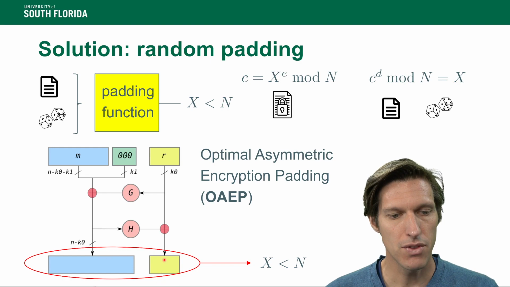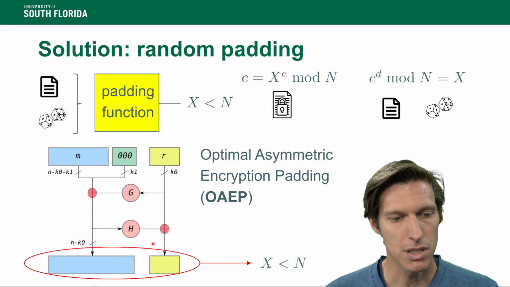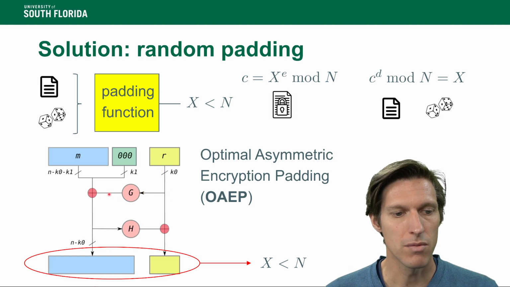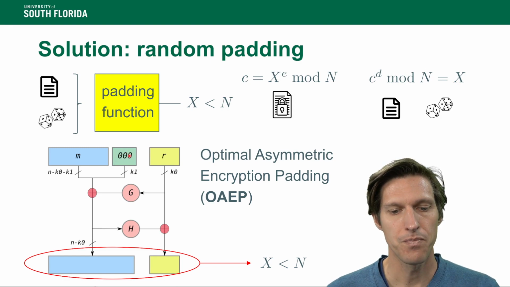So if you do everything in reverse, take this block, hash it, XOR it with that block here, that gives you your random value, but also take your random value, hash it, XOR it with what you have here, and you'll retrieve your message and the formatting value, okay?